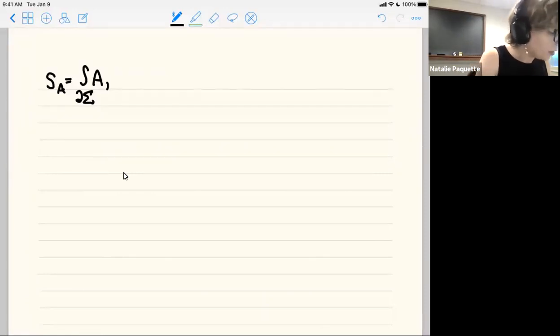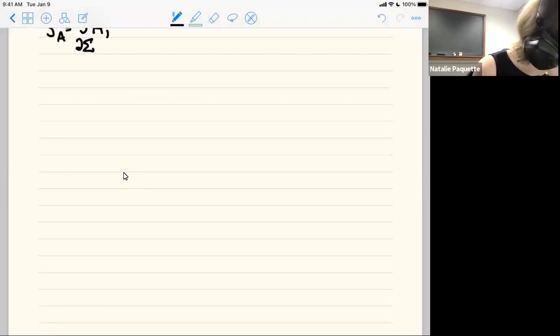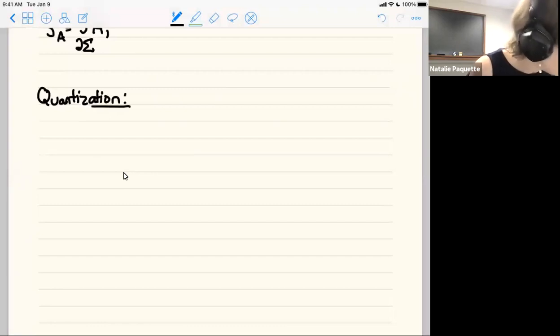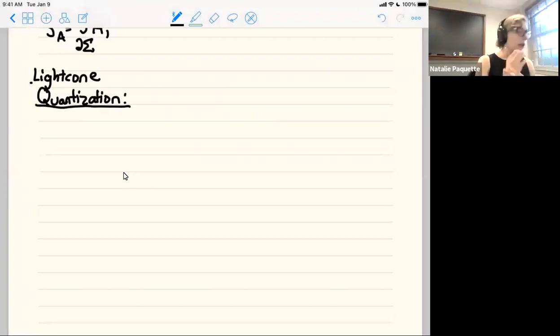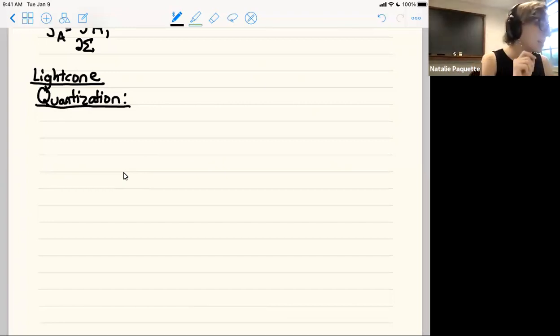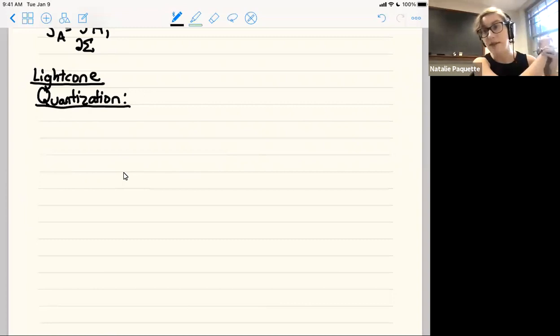Good, okay. So now I do want to move on to quantization of the string. To be able to get to interesting things as quickly as possible, I'll use a method of quantization called light cone quantization, which is a bit of a quick and dirty way to proceed. It's not covariant. It actually completely sacrifices manifest Lorentz invariance, but it's pretty expedient and we'll be able to get to some interesting things fairly quickly.